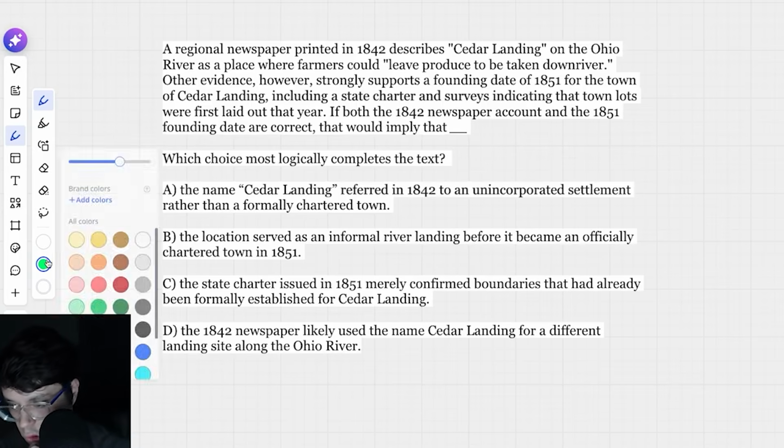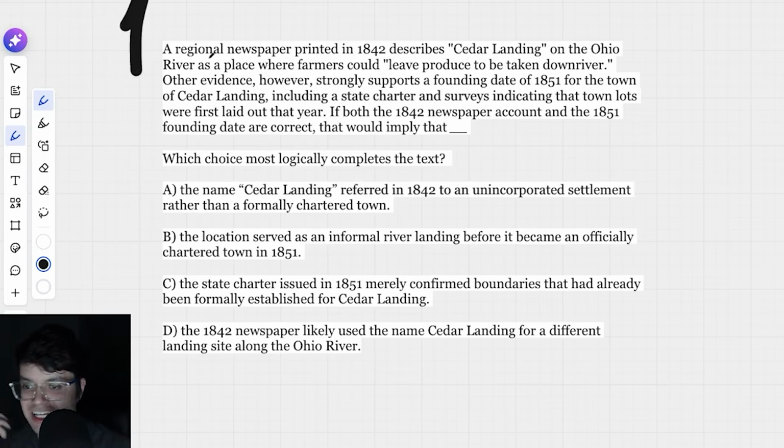Okay, let me go through this question real quick. Same process as usual. Read it. A regional newspaper printed in 1842 describes Cedar Landing on the Ohio River as a place where farmers could leave produce to be taken downriver. So there's this place, this settlement basically, where people leave their items and then they're taken down the river.